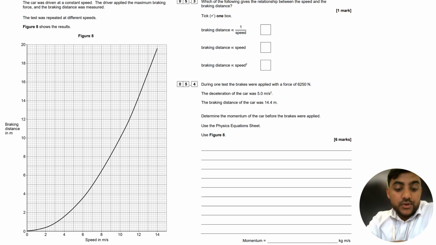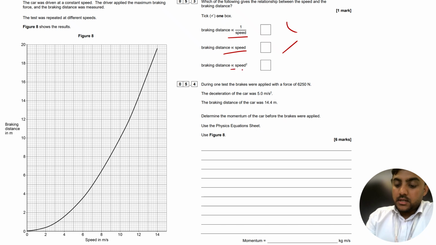The car was driven at a constant speed. The driver applied a maximum braking force and the braking distance was measured. The test was repeated and this is the curve that's produced, braking distance and speed. Now, you're asked, how are braking distance and speed related? This shows an inverse relationship, and that's the graph produced. This shows direct proportionality, and that is the graph produced. This shows proportionality to the square of speed. So the x squared graph looks like this, and that's what we get. So this is the correct answer.